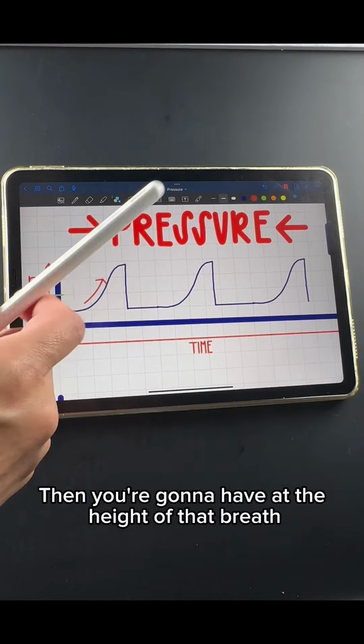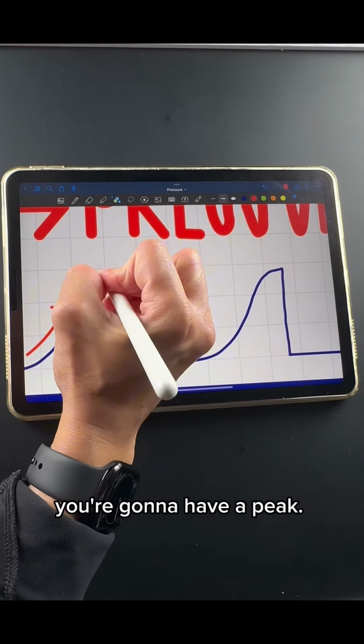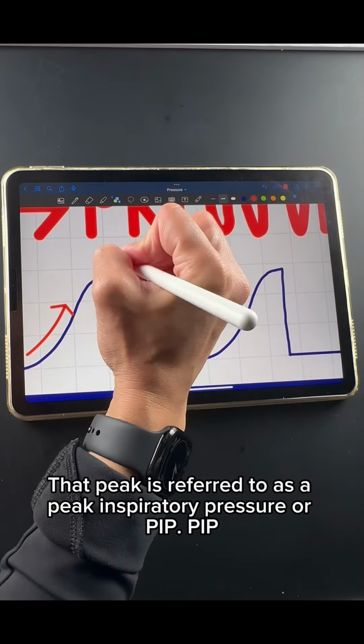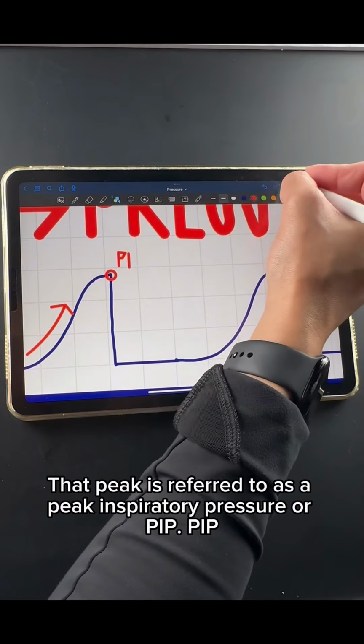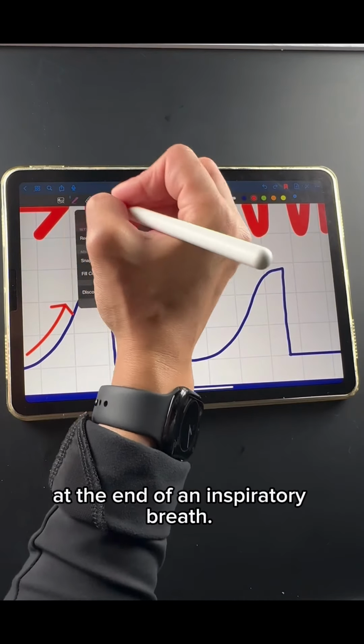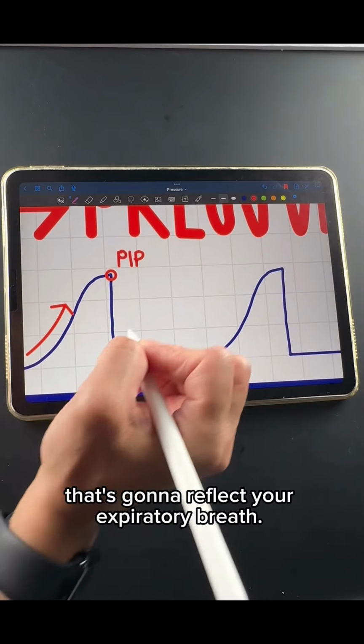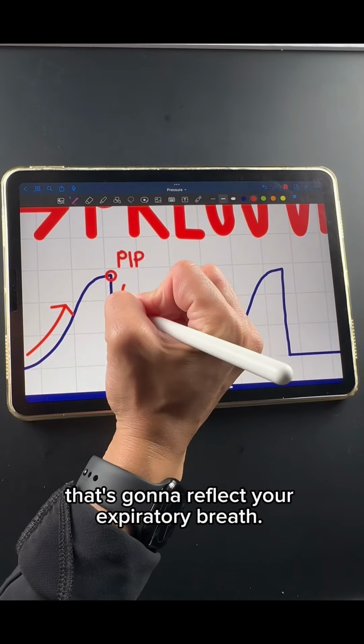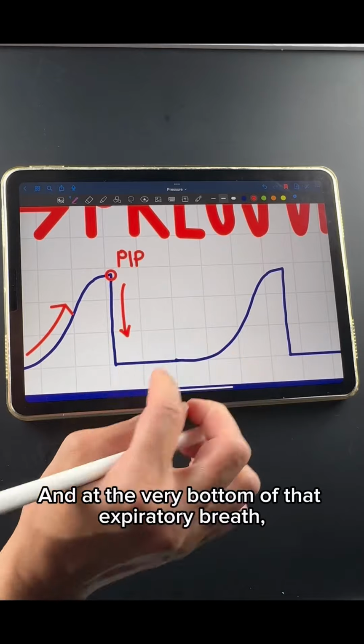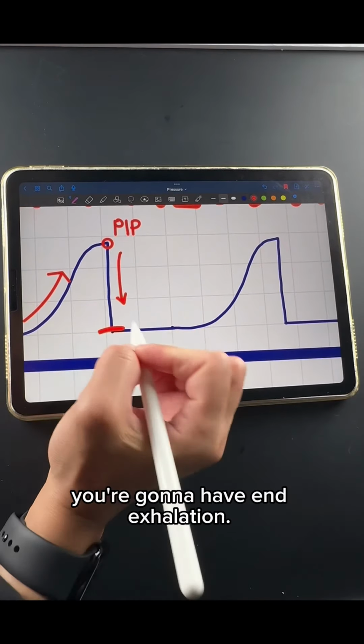Then at the height of that breath, you're going to have a peak. That peak is referred to as the peak inspiratory pressure, or PIP, P-I-P. This is the highest pressure reached at the end of an inspiratory breath. You're going to then have a down arrow that's going to reflect your expiratory breath. And at the very bottom of that expiratory breath, you're going to have an exhalation.